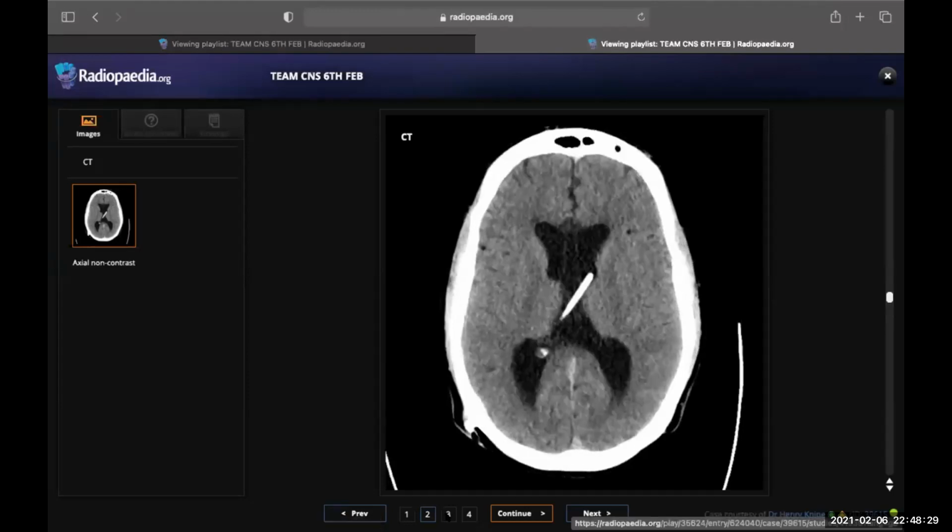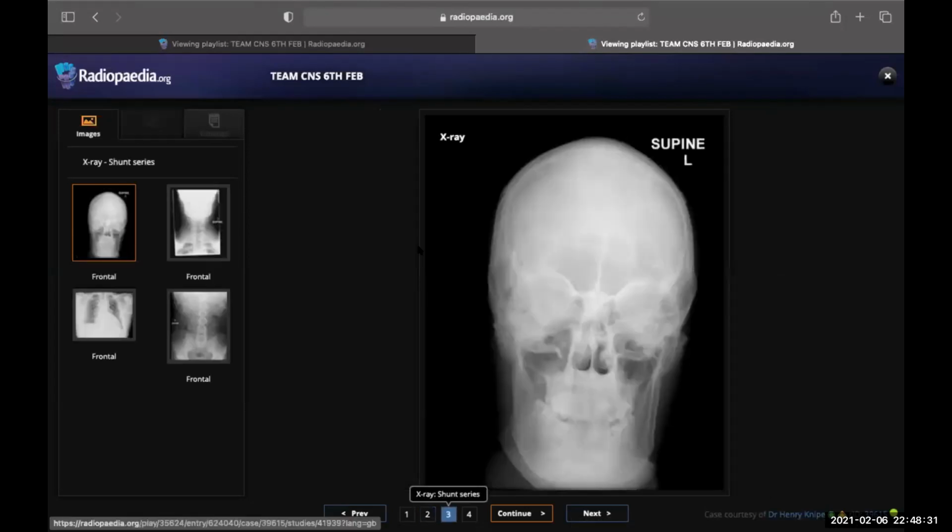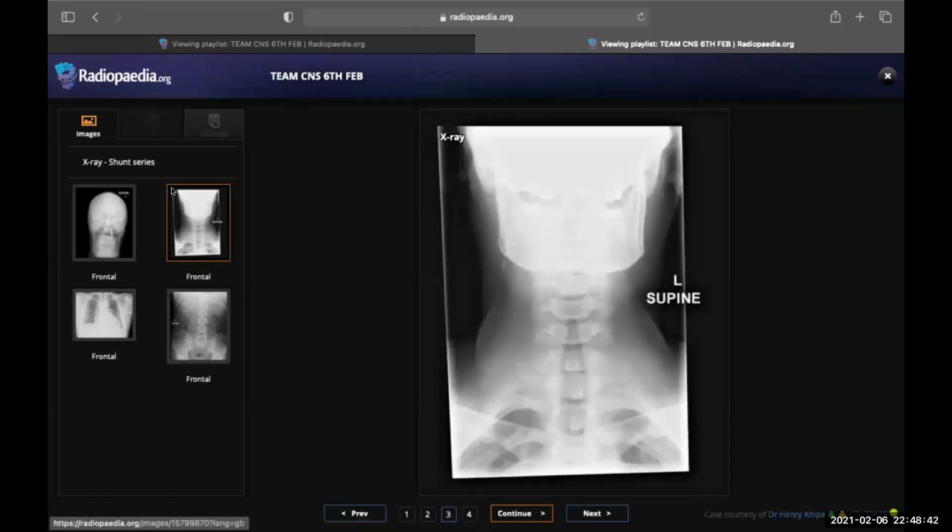Okay, let me give you something else. Just tell me, what is this? What is this series called? Yeah, I will do the VP shunt series. I will check if there is any kinking, any interruption along the course of the VP shunt.